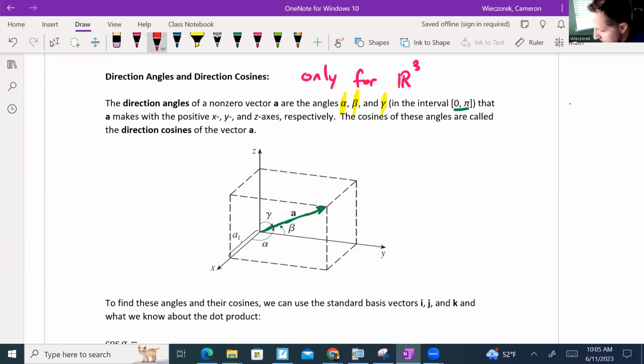Okay, so really what that means is that alpha is the angle between the positive x-axis and your vector A. Beta is your angle between the positive y-axis and the vector A. And gamma is the angle between the positive z-axis and the vector A. So the one that I have outlined in red is alpha. The one I have outlined in green is beta. And the one I have outlined in pink is gamma. And if you only take the cosine of these angles, then it's called the direction cosine of the vector.